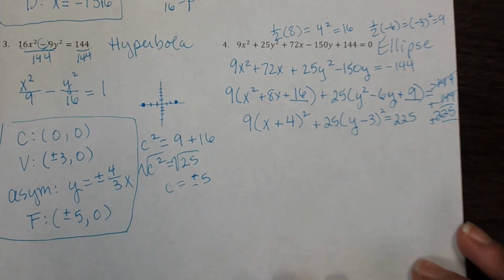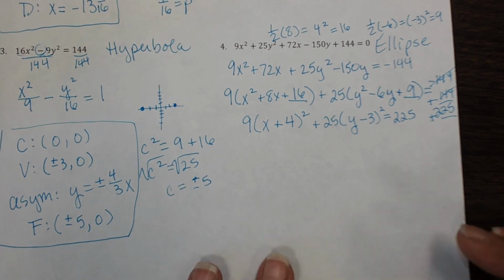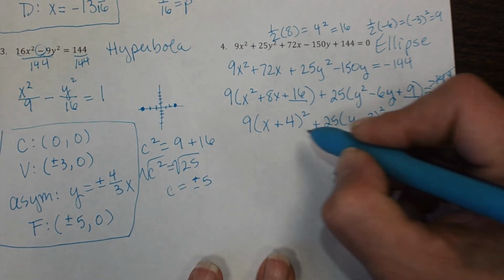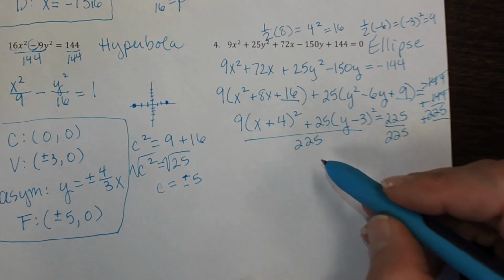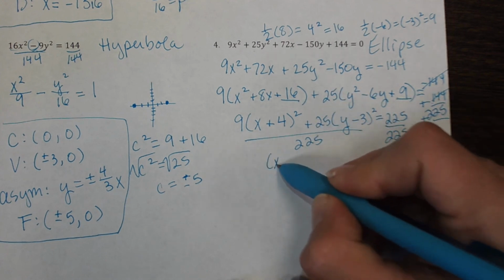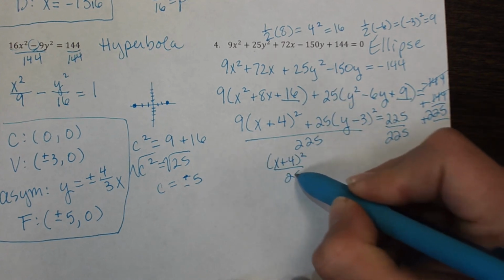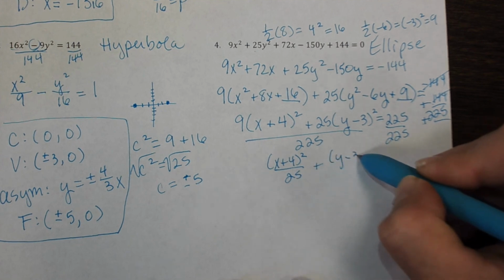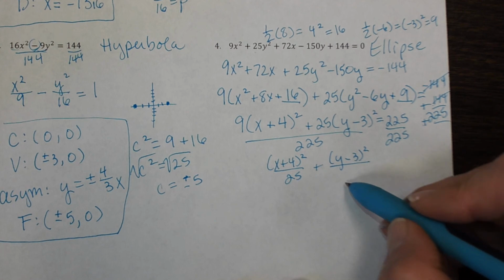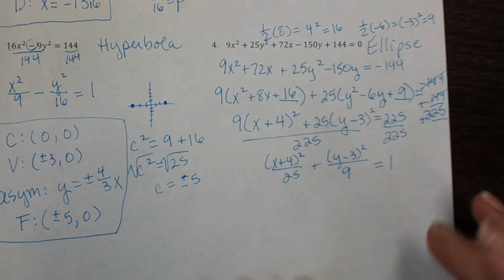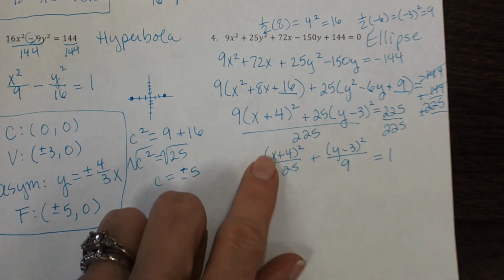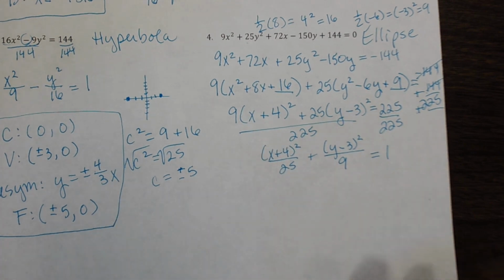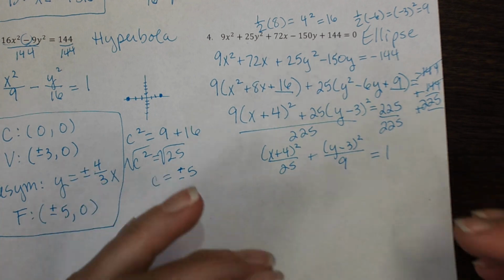And now I know that in an ellipse, it's got to be equal to 1, so I'm going to divide both sides by 225. So I'll reduce those fractions. So 9 over 225 reduces to x plus 4 squared over 25. And then we have y minus 3 squared, 25 over 225 reduces to 9, is equal to 1. Okay, so we know because our larger denominator is under the x, it's going to be horizontal.